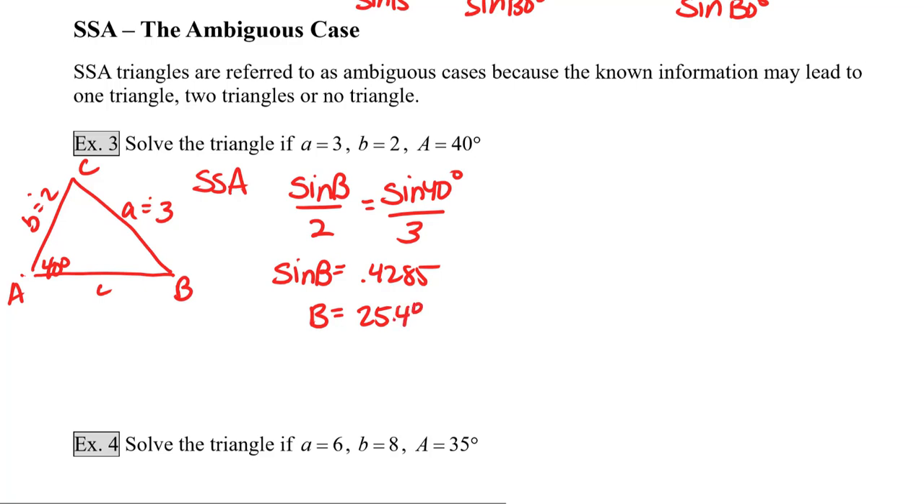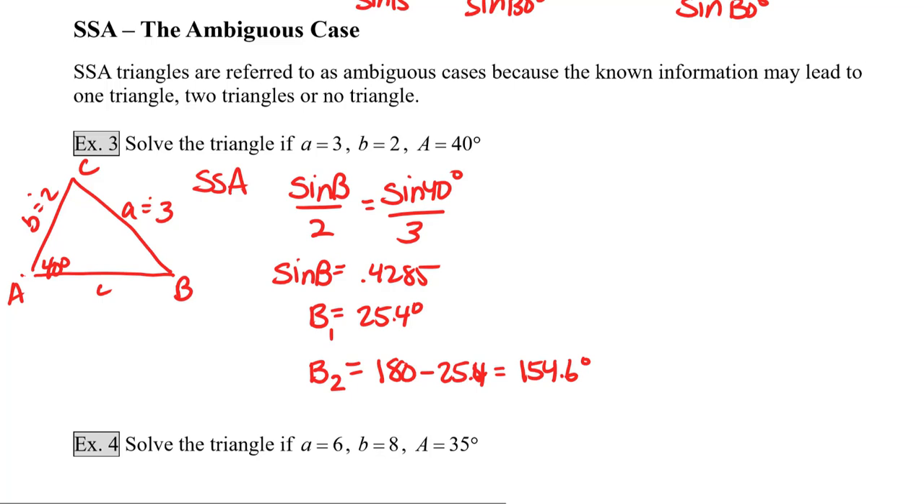25.4 degrees. Now remember, since sine is positive in quadrants 1 and 2, there is another angle in quadrant 2 that has the sine of 0.4285. And remember, that angle is going to be supplementary with the angle we just calculated. So I'm going to call this B1, and I'm going to call my possible other angle B2. And I'll find it by subtracting 25.4 from 180, and I'm going to get 154.6 degrees for my B2 in my possible second triangle.